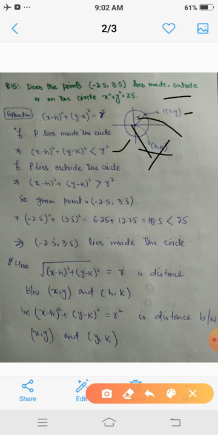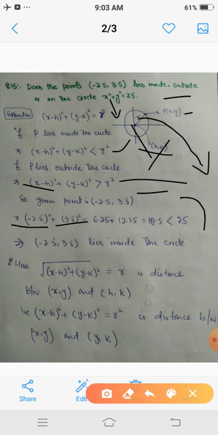This means that when it is less than r², the point lies inside. Now if it lies outside, it means that this value should be greater than r². Now the given point is (−2.5, 3.5). So substituting in the given equation, we will check the value of the LHS of this equation. It is (−2.5)² + (3.5)², which is 18.5. This 18.5 is less than 25. So this means that the given point lies inside the circle.